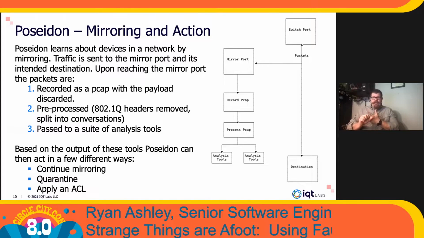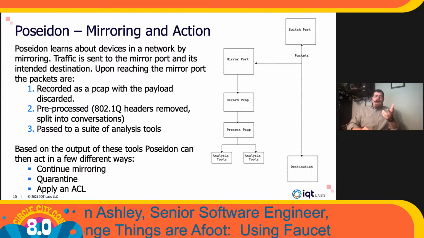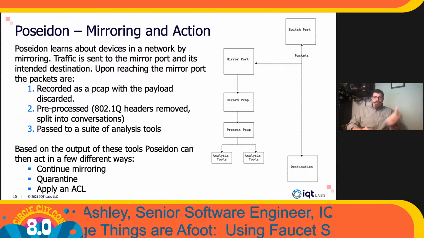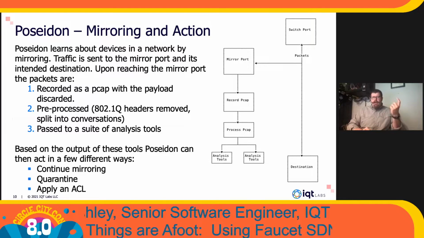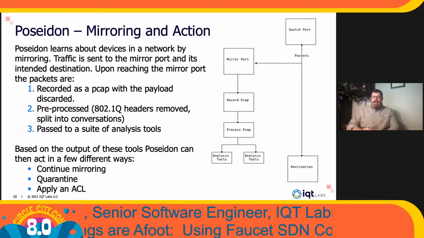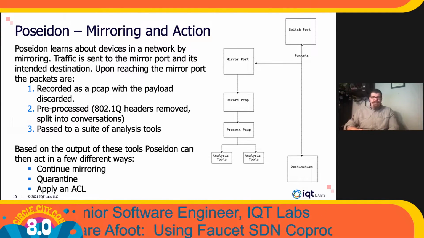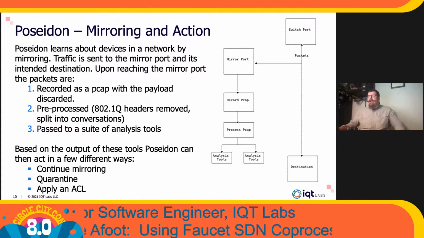That's the quarantine option. You can apply an arbitrary ACL, and we've got a configurable rules engine where you can say, based on these metrics at these thresholds, this is the ACL I want to apply. And then the fourth thing, which is tacit, is, everything's fine as you were, carry on.